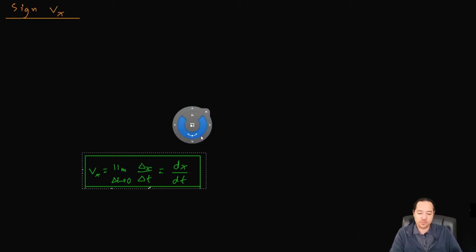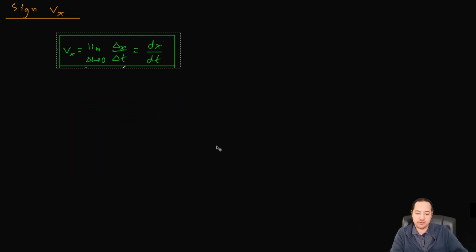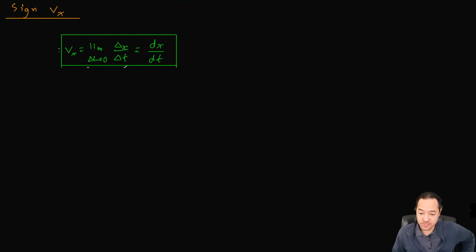Okay, the first thing I want to talk about here is the sign of your instantaneous velocity v sub x. So let's bring in our equation here that we just had. It allows us to see that v sub x is equal to the derivative of the position with respect to time. So the idea here is that your instantaneous velocity has a sign. It could be positive or it could be negative. And the sign is going to depend on how you calculate it.